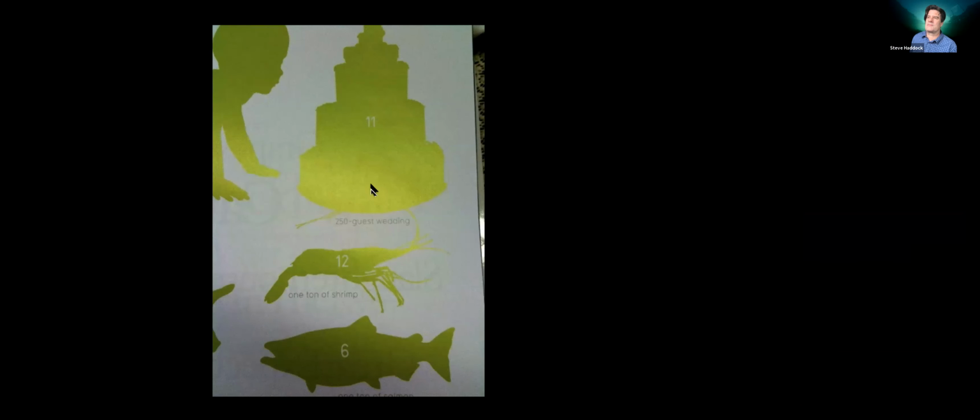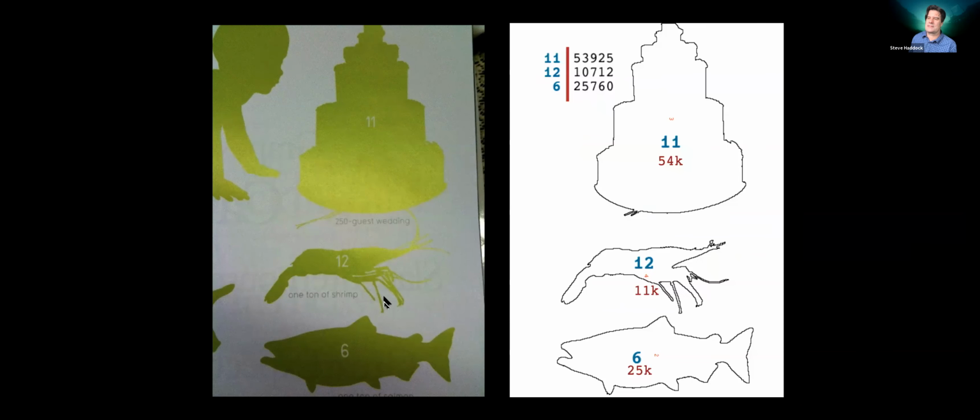This is one of the figures from that book, and this is the carbon footprint of different kinds of events. They have this giant wedding cake that has an 11 on it, a ton of shrimp that has a 12, and the salmon that has a 6. If you look at the area of those shapes, this one is 54,000 pixels, this one is 11,000, this one's 25,000. So the size of the images that he put in that page have nothing to do with the actual quantities that he's trying to show. I think this is one of the things that you have to always be aware of when you're trying to translate data into an image.